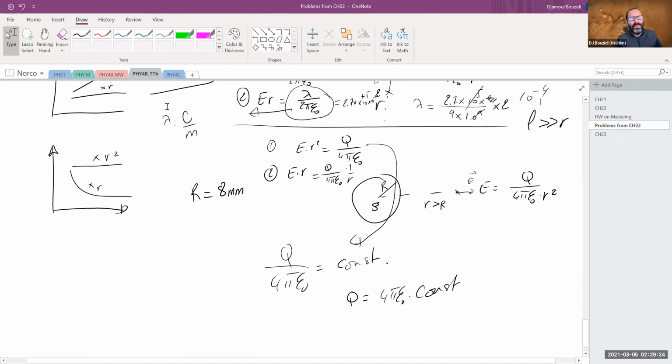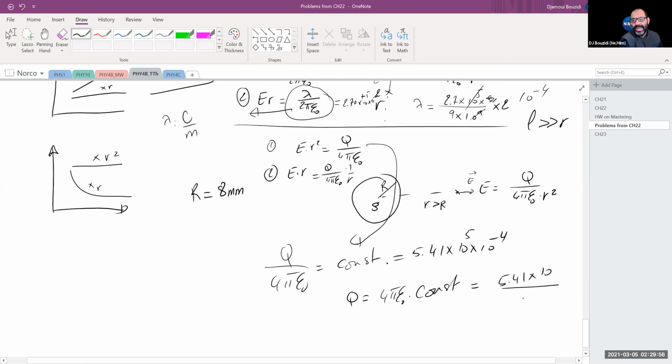So whatever we find from that experiment, I'm going to glance back quickly at Excel, 5.41. The constant was 5.41 times 10 to the power 5 times the centimeter squared. Centimeter squared is 10 to the negative 4 meters squared, okay? So now this is going to be the charge. The charge is going to be exactly equal to 5.41 times 10, which is 54.1, divided by 9 times 10 to the power 9.